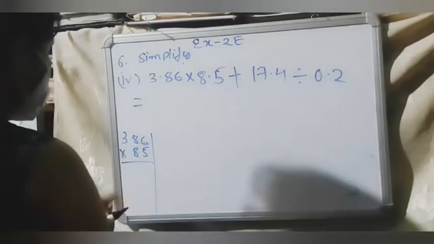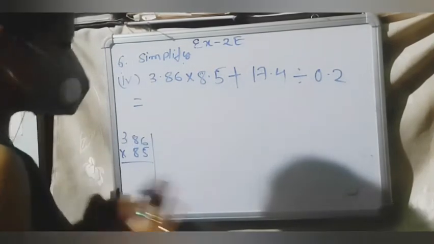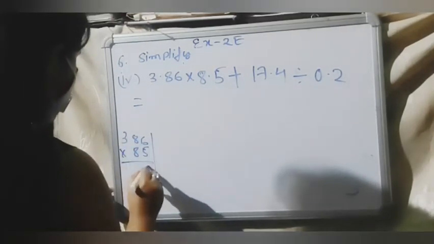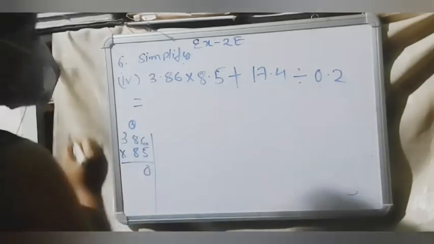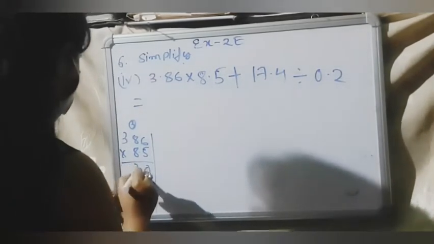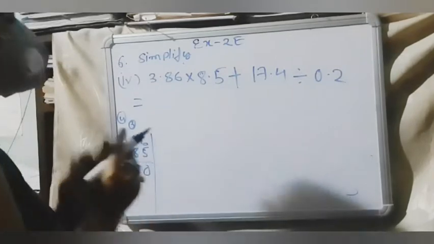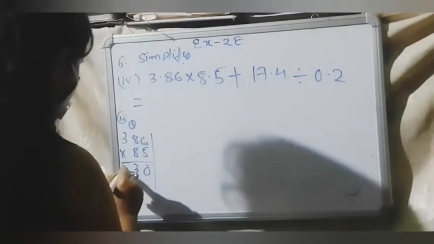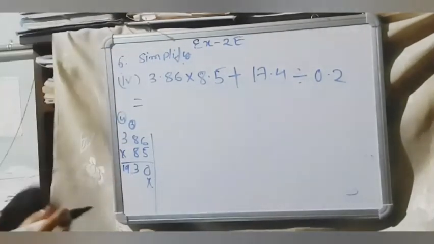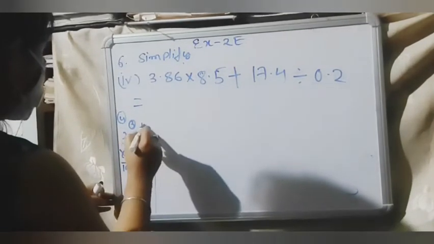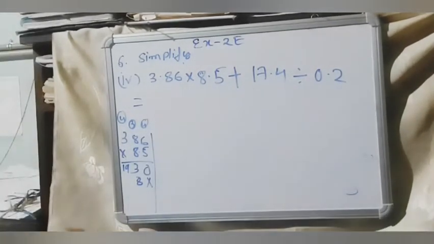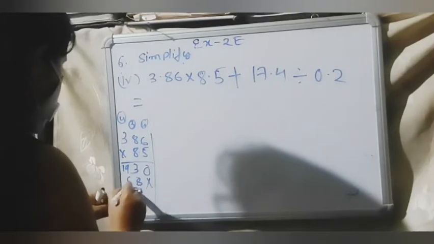Let me multiply, assuming that there is no decimal point. 6 fives are 30, carry 3. 5 eights are 40, 40 plus 3 is what? 43, carry 4. 5 threes are 15, 15 plus 4 is what? 19. Now 6 eights are 48, 8 carry 4. 8 eights are 64, 64 plus 4 is 68.